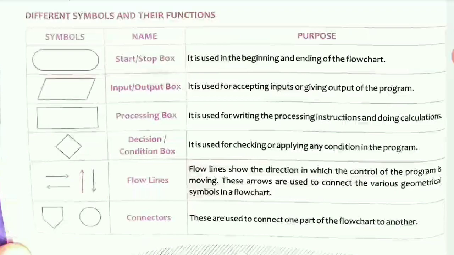Next one is flow lines. Flow lines show the direction in which the control of the program is moving. These arrows are used to connect the various geometrical symbols in a flowchart. And the last one is connectors, and these are used to connect one part of the flowchart to another.